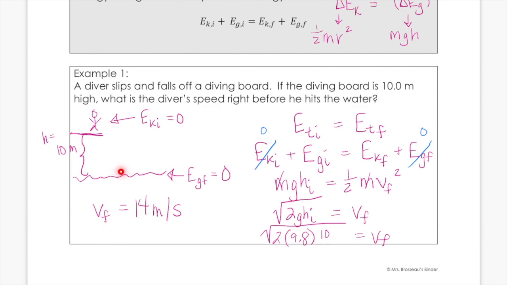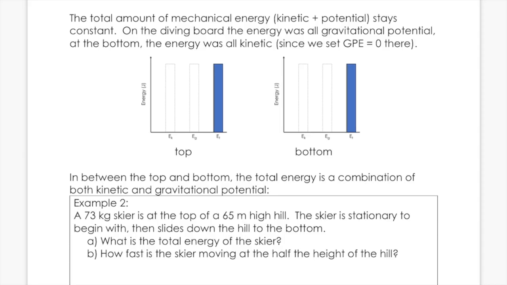Here at the bottom, this is where their kinetic energy is going to be the greatest because they've been accelerating towards Earth. Our kinetic energy is going to be the greatest down here, but our gravitational potential energy is going to be 0 because they've hit the water. They're not going to continue to fall. If we look at the total amount of mechanical energy, both kinetic and potential, it's going to stay constant.